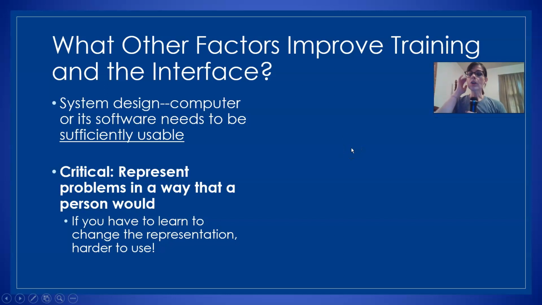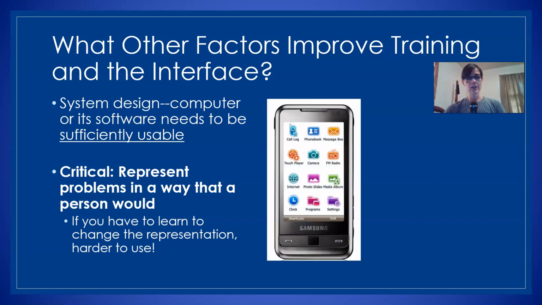Now, computers do not work the way that humans work to try to reach a solution. And you have to understand that, but at the same time, what's really critical is that a computer program or a computer, to be sufficiently usable, has to represent the problems in a way that a person would. And generally, if you have to learn how to change that representation, it's going to be harder for you to use. Here's a really, really simple example.